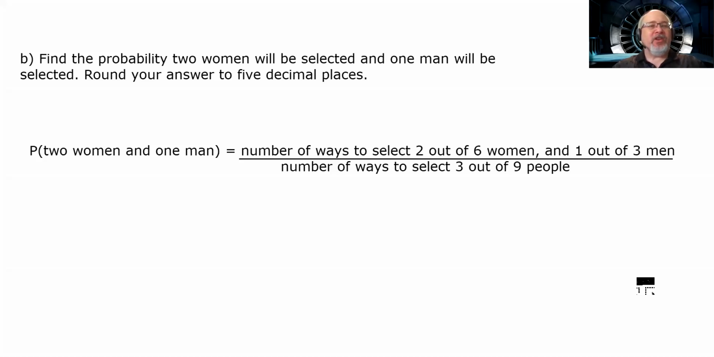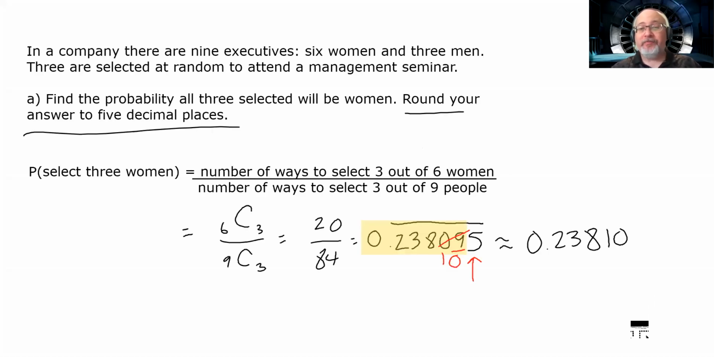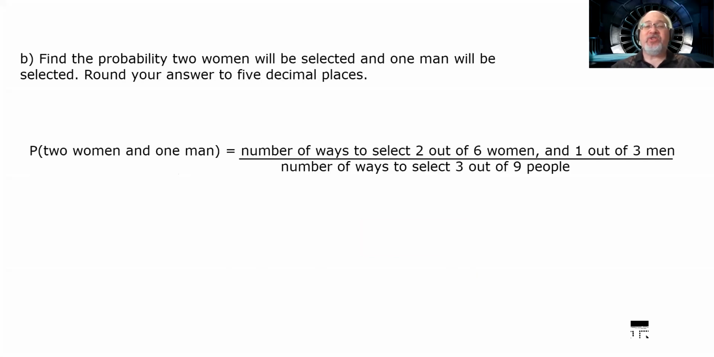The probability of selecting 2 women and 1 man will be the number of ways to select 2 out of 6 women and 1 out of 3 men. Because remember, I believe there were 6 women. Yes, 6 women and 3 men. The number of ways to select 2 out of 6 women and 1 out of 3 men. That's the event that we're looking at. And the sample space is the number of ways to select 3 out of 9 people.